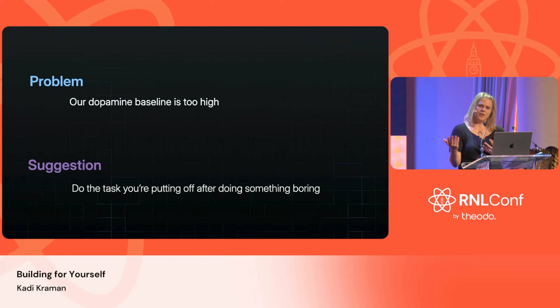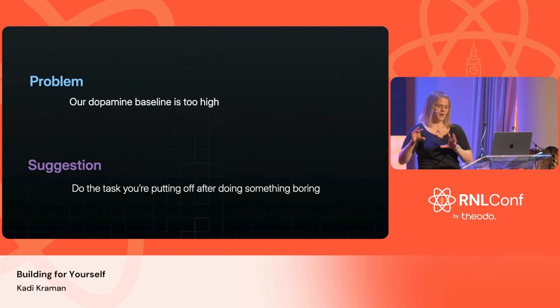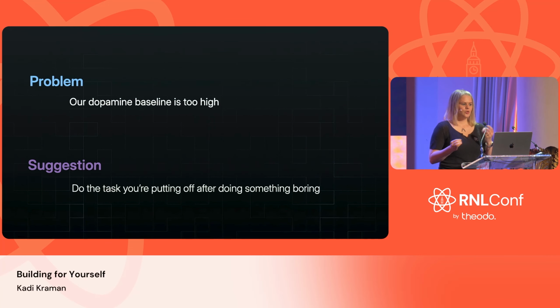Because we are experiencing activities like scrolling on social media that give us a lot of dopamine, then when we try to do the thing that's hard, that has a low reward, it's difficult to get started just because we're used to this higher dopamine. So what to do instead is to do the task you're putting off after doing something boring. So first thing in the morning is a great example. Not that sleeping is boring, but it's just a baseline. You kind of reset for the day. Or alternatively, after you've had a bath, gone for a walk, or had a nap, or something like that.